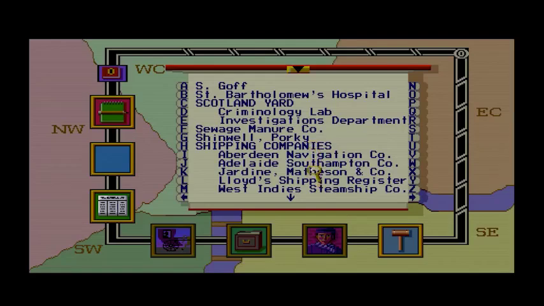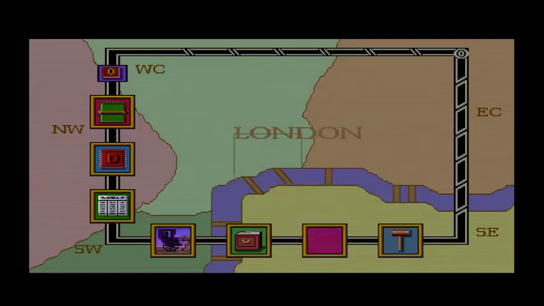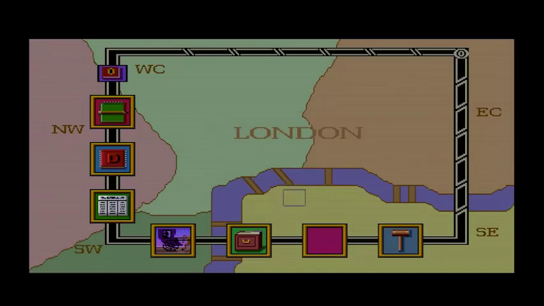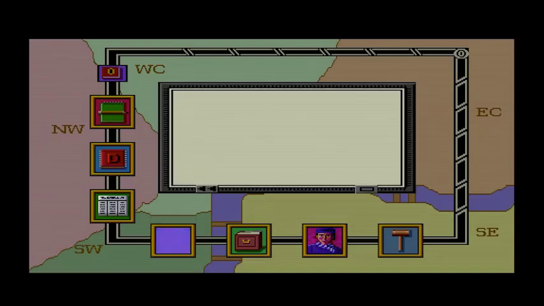Go to the shipping company, Jardine, Matheson and Co. for a list of passengers. See what these fucks have to say about it. Here's your list: Abdullah Al-Saud, Akram Fahmy, Louise Fenwick, Meryl Fenwick, Philip Travis, Anthony Uruburu, Andrew Weatherby, Clarissa Weatherby, and James Winterbank. You can alternately send the irregulars to get the list. Well, let's go there anyways and get ourselves a video, hopefully.